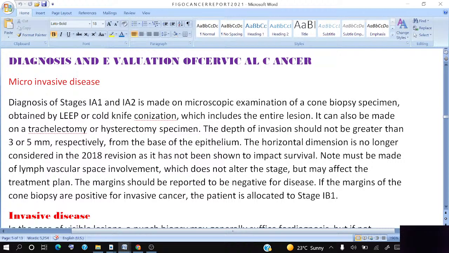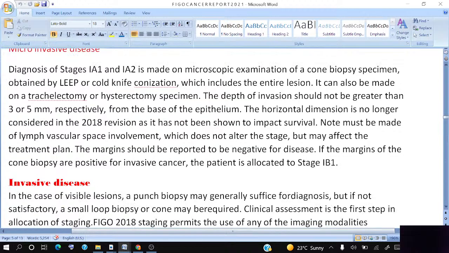Respectively, these are measured from the base of the epithelium. Horizontal dimension is no longer considered in the 2018 revision, which was updated in 2021, because it has not been shown to impact survival. Note that lymphatic vascular space involvement must be reported, which does not alter the stage but may affect the treatment plan. The margins should be reported as negative for disease. If the margin of a cone biopsy is positive for invasive cancer, the patient is allocated to stage 1B1, because here the stage changes if the margin is positive.